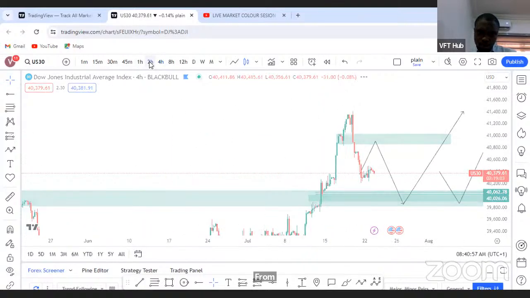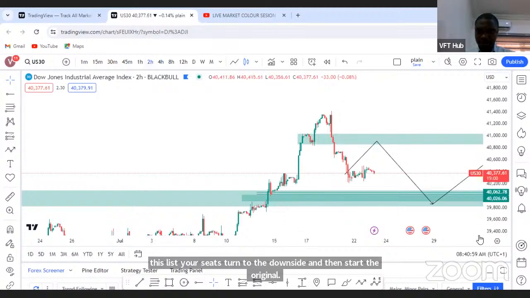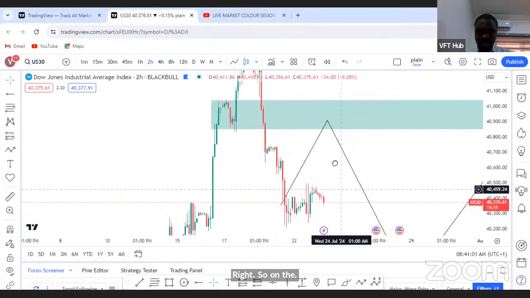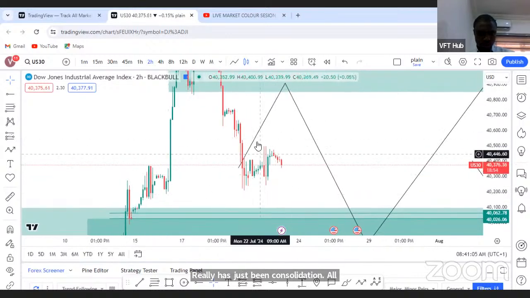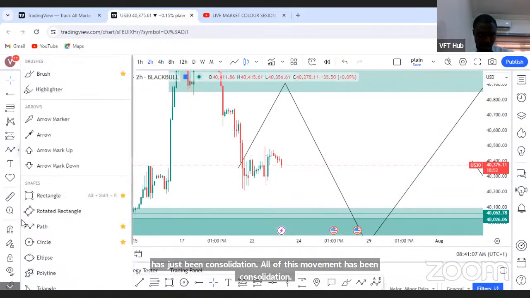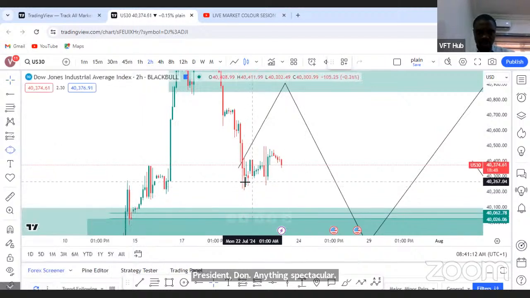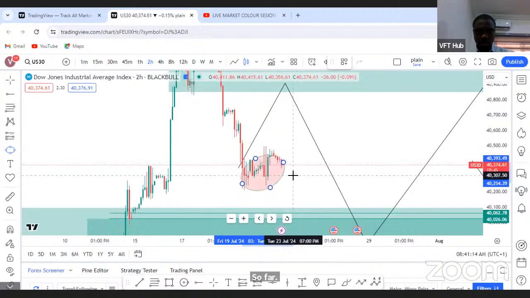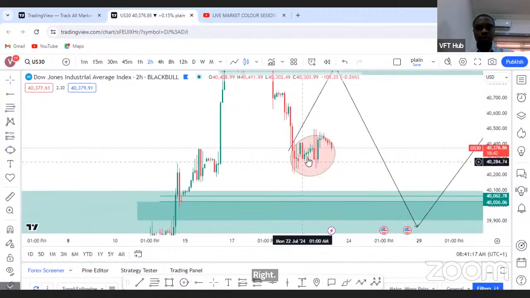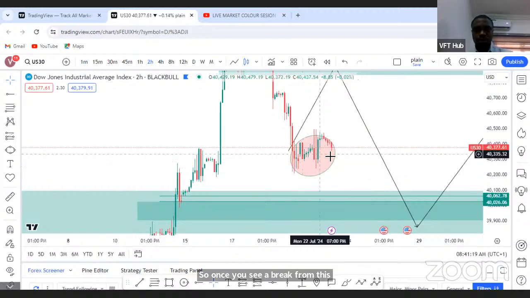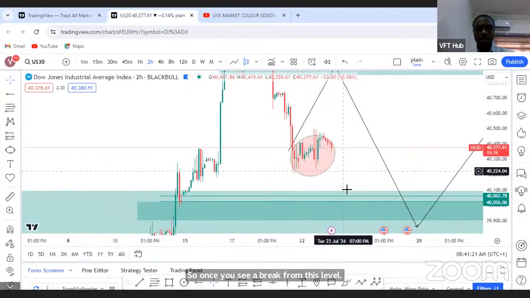So on the 2 hours time frame, really, there's just been consolidation. All of this movement has just been consolidation. Price hasn't done anything spectacular so far. So I want to see a break from this level, either to the upside or to the downside.